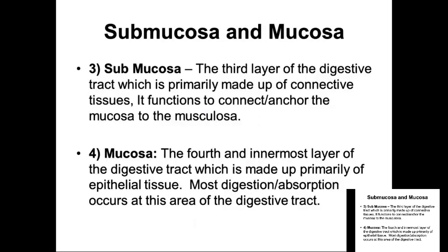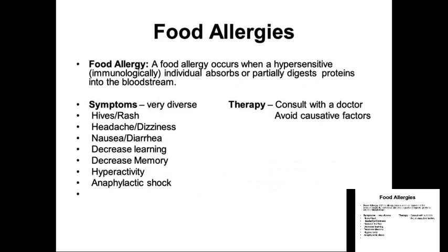Submucosa, that's the third layer of the GI tract, mostly connective tissue, and it functions to connect or anchor the mucosa to the musculosa. The mucosa, that's the fourth, the innermost lining or layer of the GI tract, and that's where most of digestion and absorption takes place.